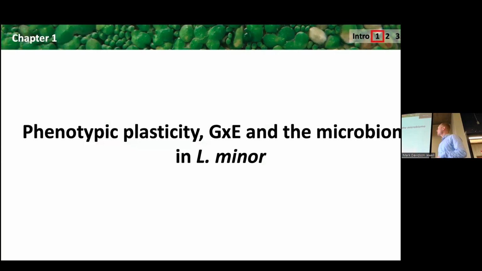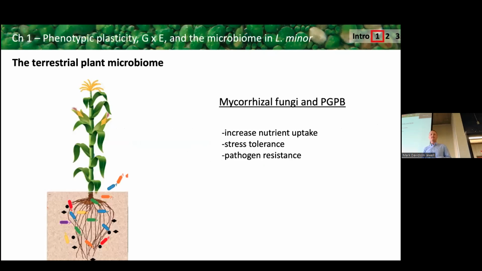All right, chapter 1: phenotypic plasticity, gene by environment interactions, and the microbiome in Lemna minor. So there has been a lot of recent excitement studying the terrestrial plant microbiome. It's well known that microbes colonize every inch of plant tissue, which can have important phenotype and fitness consequences for the host plant. Mycorrhizal fungi and plant growth promoting bacteria can increase plant fitness by increasing nutrient uptake, stress tolerance, and pathogen resistance. So it leads to a sort of consensus, I suppose, that the plant microbiome is a highly specialized, largely mutualistic assemblage of microbes.